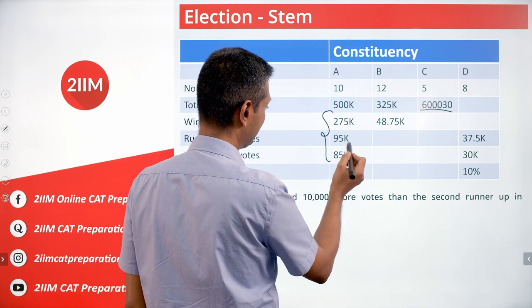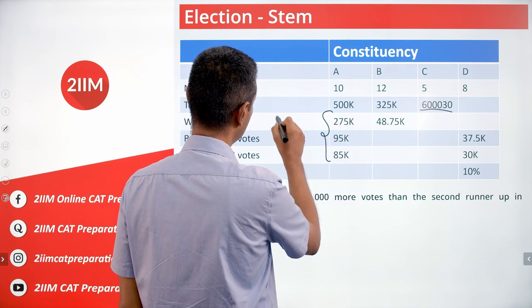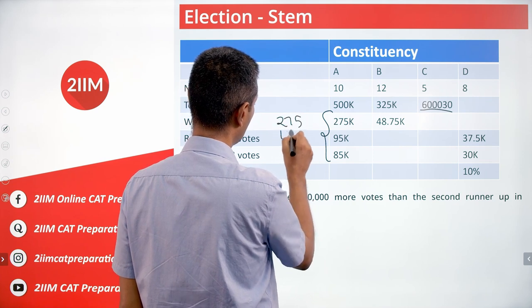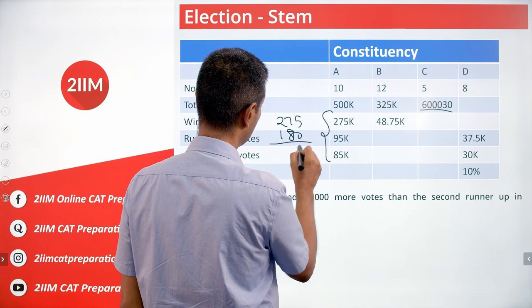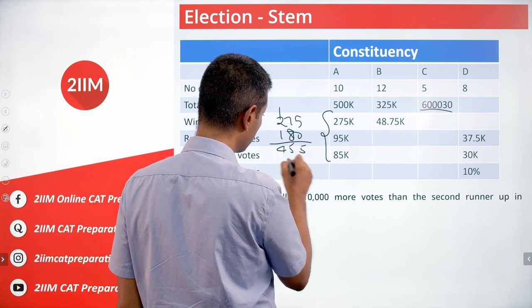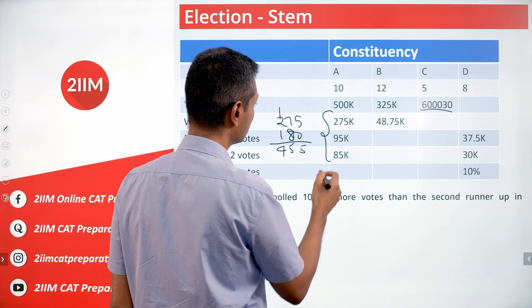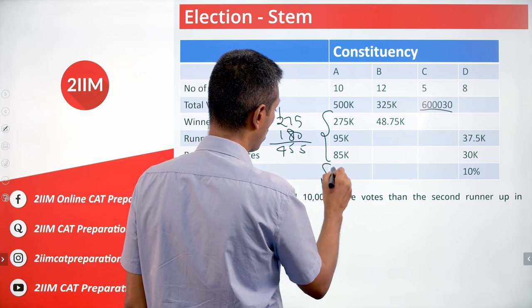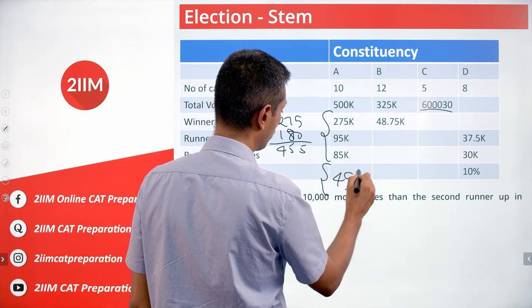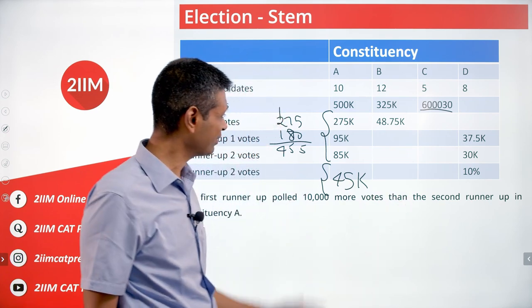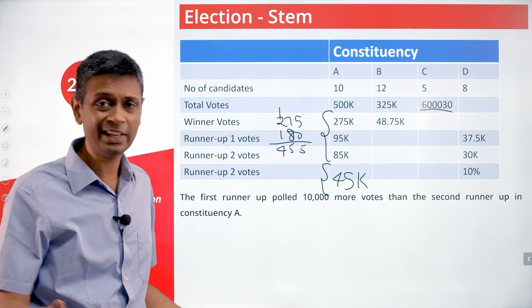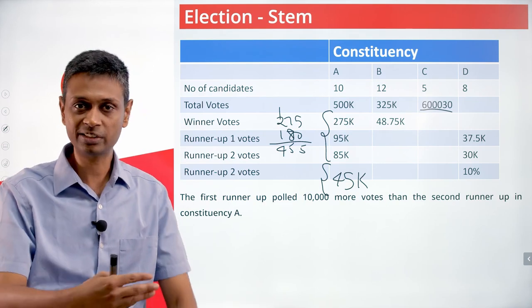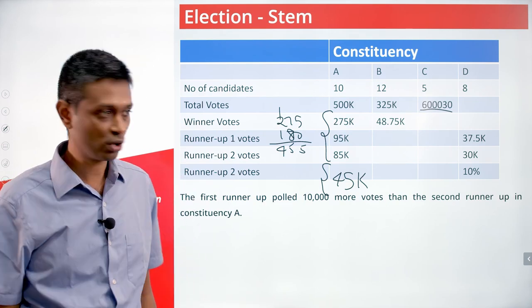So this is 170 plus 275, 275 plus 180. So this is 455,000 already accounted for. So anybody coming below this, all of them put together have won only 45,000 votes. Out of 5 lakh, we have accounted for 455,000, which is just the first three. This is how typically elections are. As you go down, it says tail ends, nobody wins too many votes.